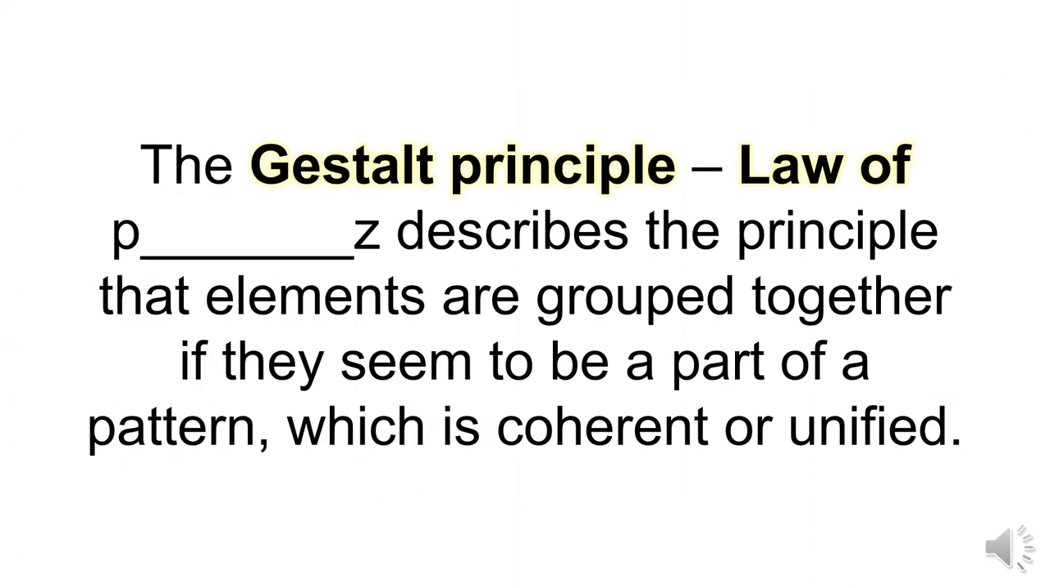P-blank-Z describes the principle that elements are grouped together if they seem to be part of a pattern which is coherent or unified. So what law is this?